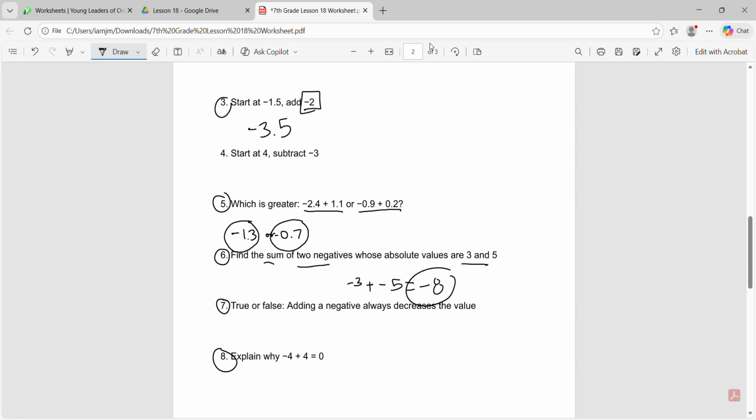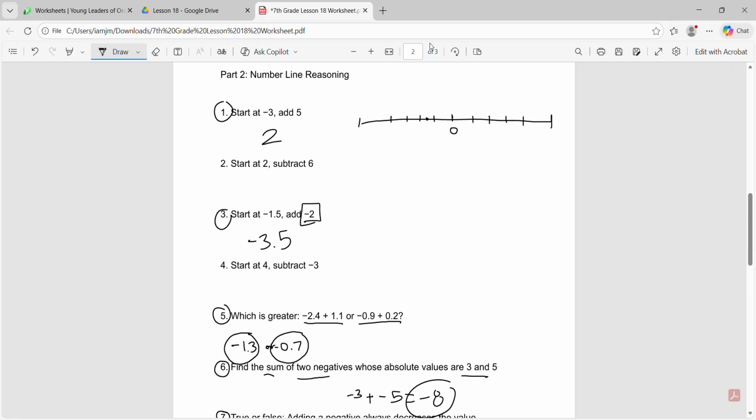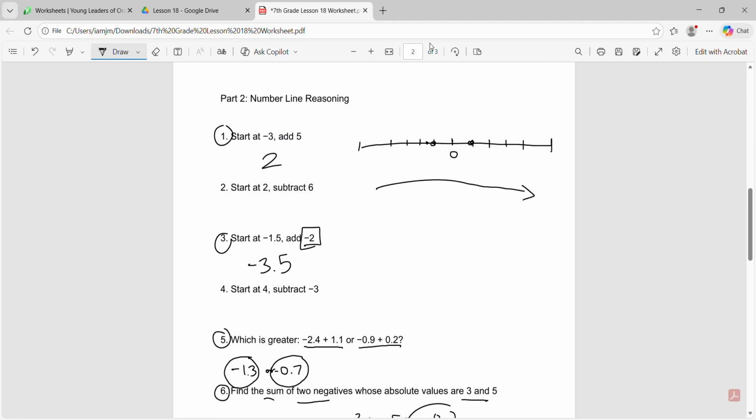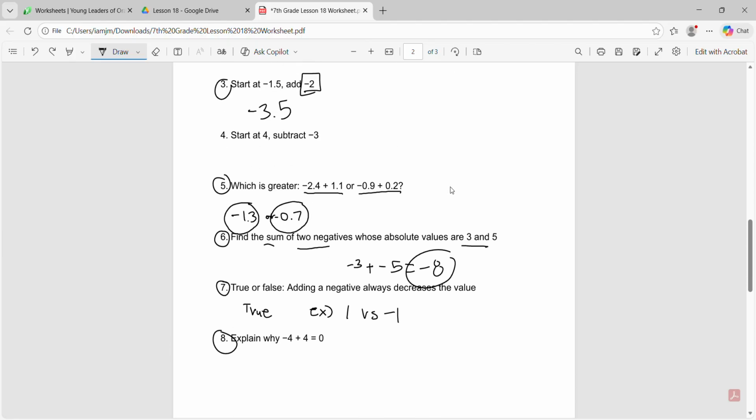True or false? Adding a negative always decreases the value. True. If I were to give some examples, 1 versus -1. -1 is here, 1 is here. If the number is more towards the right, the value is greater. The more the number is towards the left, the value is smaller. 1 is greater than -1.